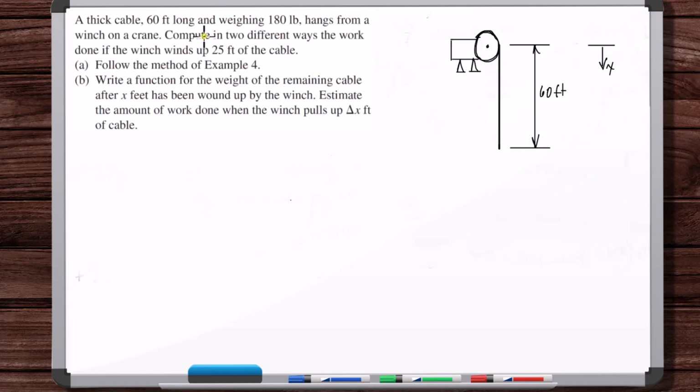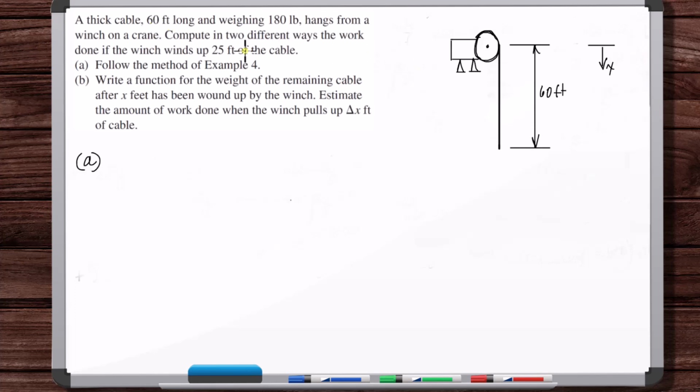Okay, and so there's the 60-foot long, 180-pound cable, and it says compute in two different ways the work done if the winch winds up 25 feet of the cable. And so the first way that we're going to use is the method of example 4. The idea behind example 4 is a little bit different from this problem, so we'll have to be careful. Example 4 would be just like this if it said compute the work done to pull up the entire cable, all 60 feet.